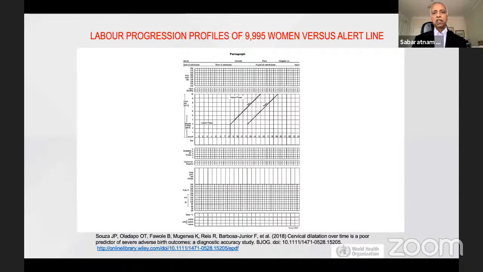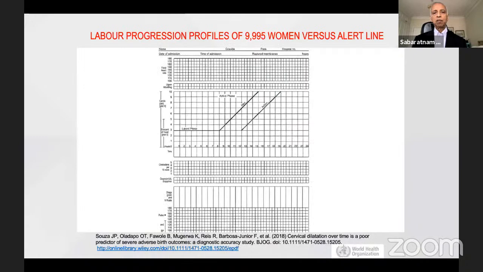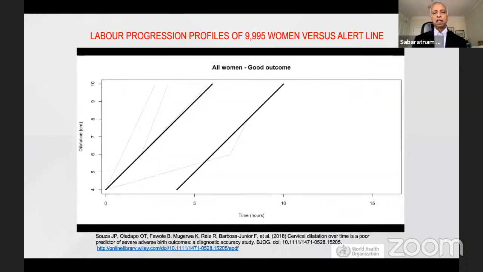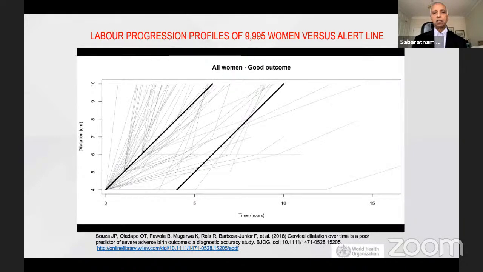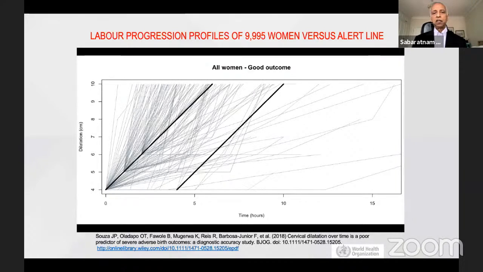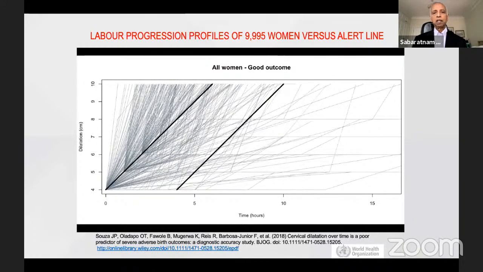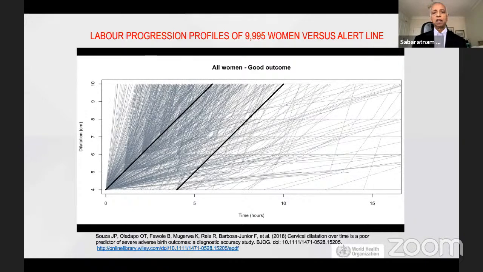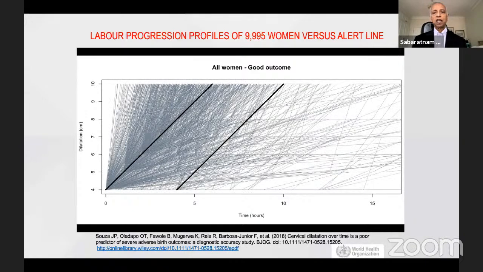Now, if you put the same curves into the existing WHO partogram and look at the alert and action lines, you can see the labor curves come on as they are, and quite a number of them cross the alert and the action line. Now, these are women who had good outcome. That means the mother and the baby had good outcome, and there was nothing to worry about. So that demonstrates that we can give a longer time, instead of the earlier thought that you mustn't allow the sun to set twice on a laboring woman. If she's having a latent phase of labor, you can give more time. So these are those who had good outcome.